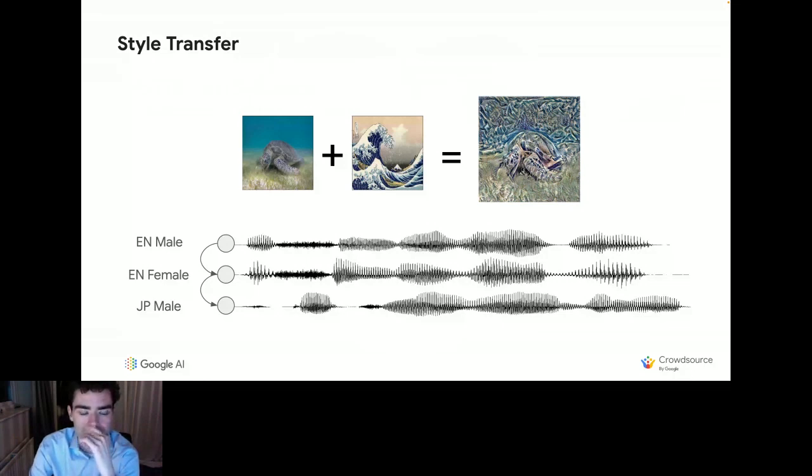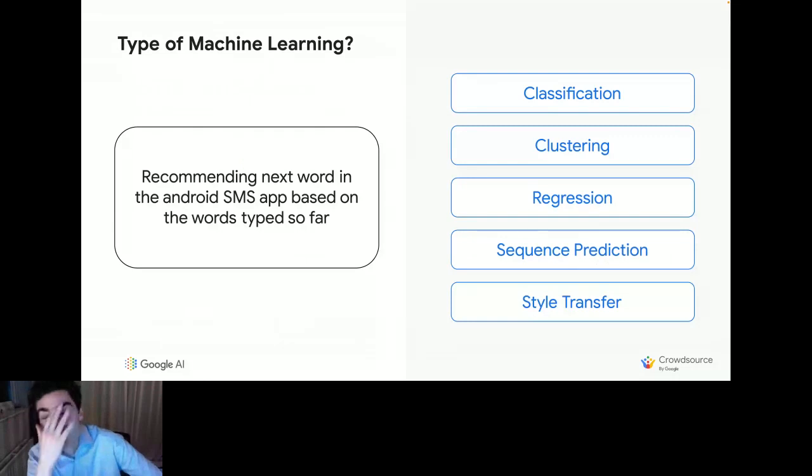Types of machine learning. Okay, got some more quizzes, and then I swear, that's the end. Recommending the next word in the Android SMS app based on words typed so far. What do you guys think it's going to be? I'll give you a clue. It begins with S. Yeah, right, it's sequence prediction.